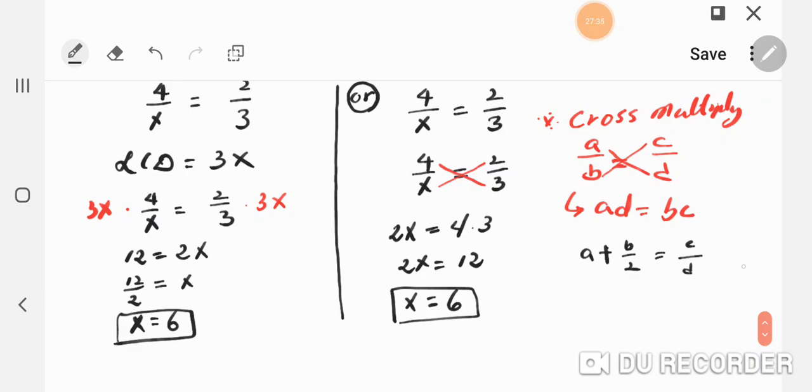Okay, if you have something like this, a plus b over 2 equals c over d, you cannot do cross multiply. This is not right, because there are two terms on the left hand side. This equation has two terms on the left, so you cannot use the cross multiply in this case.